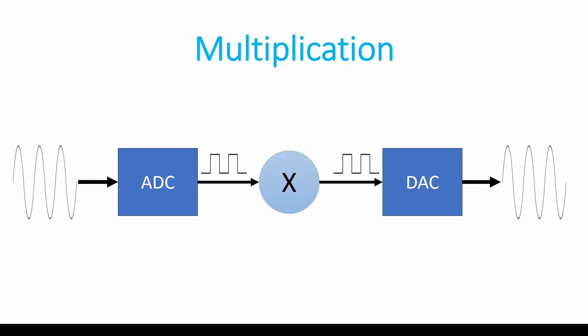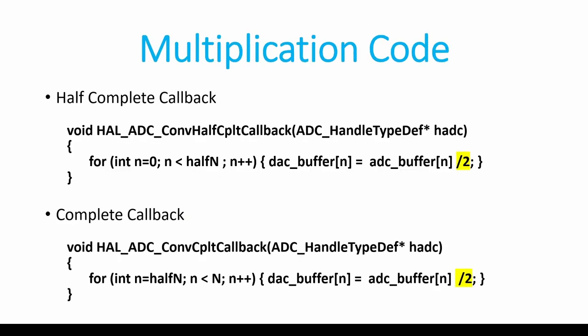Potentially the easiest operation to implement is that of multiplication, where the output of the system is obtained by linearly scaling the amplitude of the input. This can be implemented rather easily by multiplying the ADC data by a scalar as it is being stored in the DAC buffer. For this example, I will divide the signal by 2.